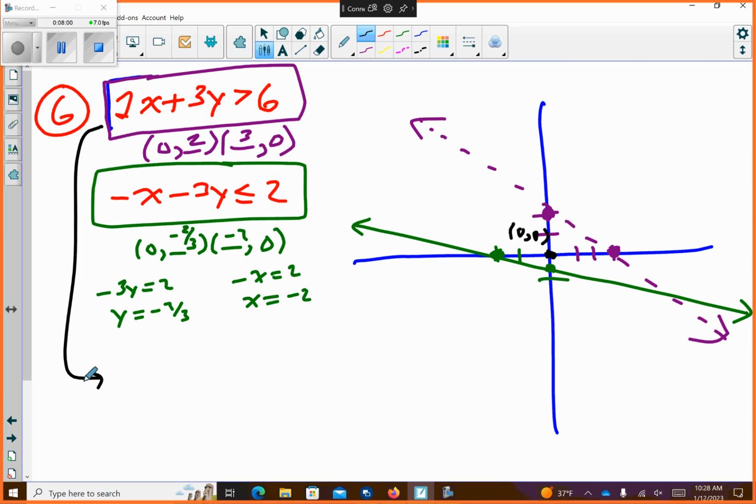The nice one is when you do the cover method, what's 2 times 0? 0. What's 3 times 0? 0. What's 0 plus 0? 0. Is 0 bigger than 6? No, that's false. So that was on the purple line. So I'm going to shade the opposite side of the purple. I'm going to shade up here.